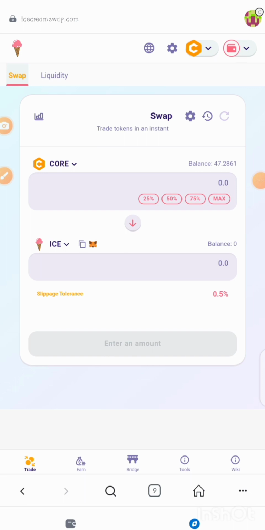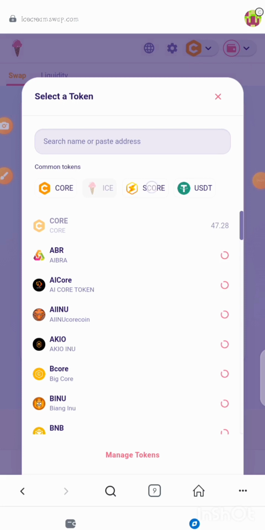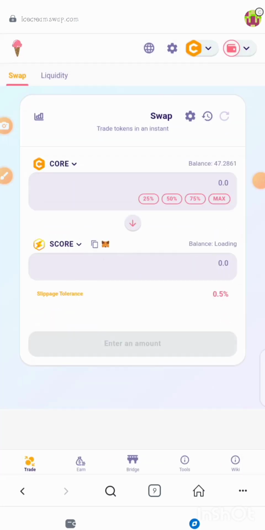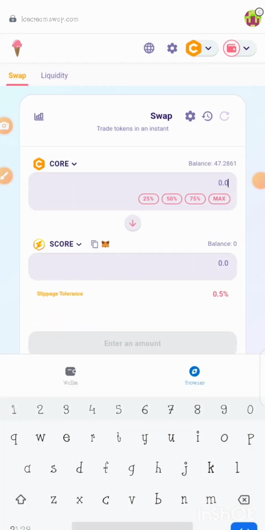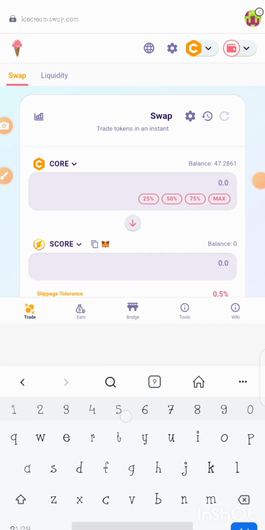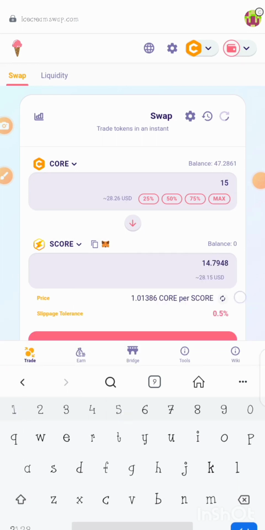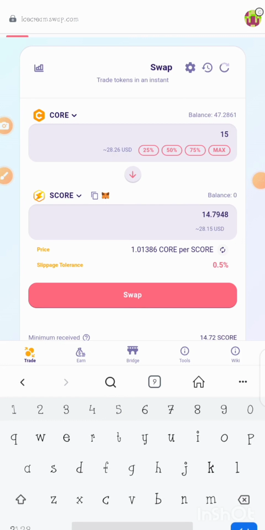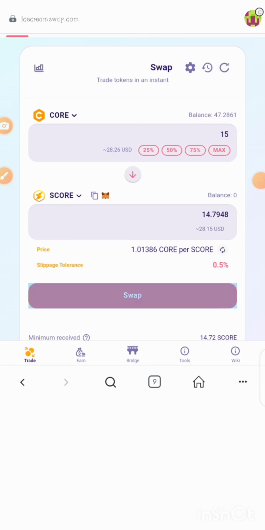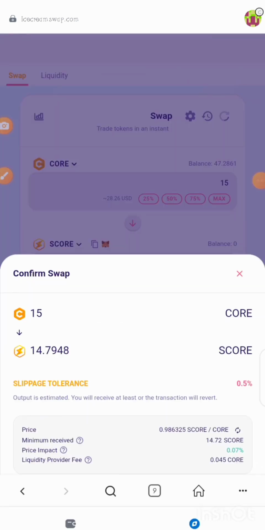Our core is already there, and this is ice. So you are converting to S core right now. First of all, you are converting 15 core to S core. 15, and it's giving us 14.7. Okay, let's swap, confirm the swap.